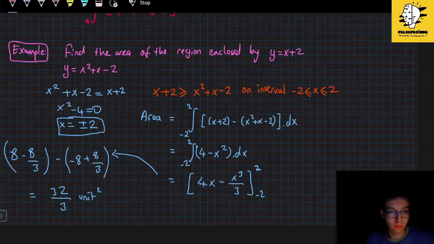This is the "enclosed by." When it says enclosed by, think of it like one function and the other function intersecting at a point, and they form an area between them in the interval of their intersection. And to find the intersection, we have to equate them.